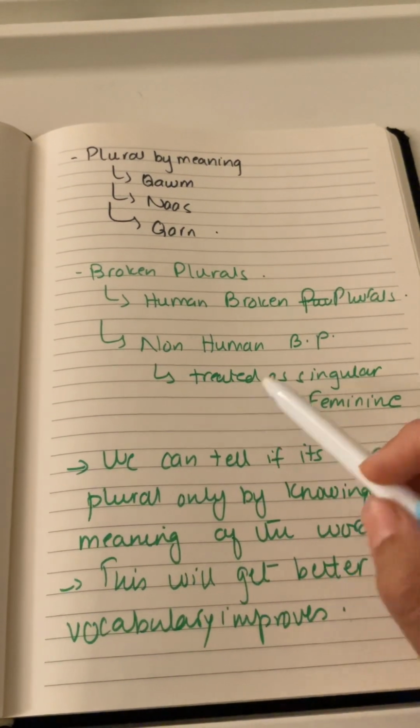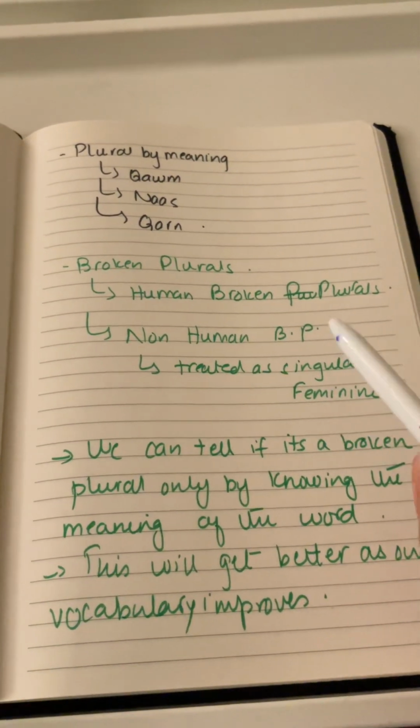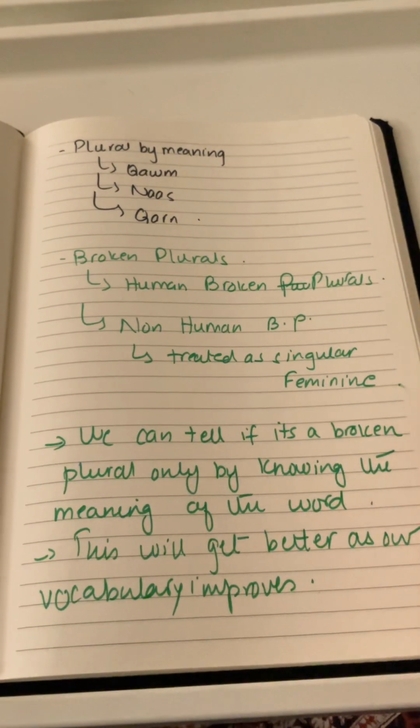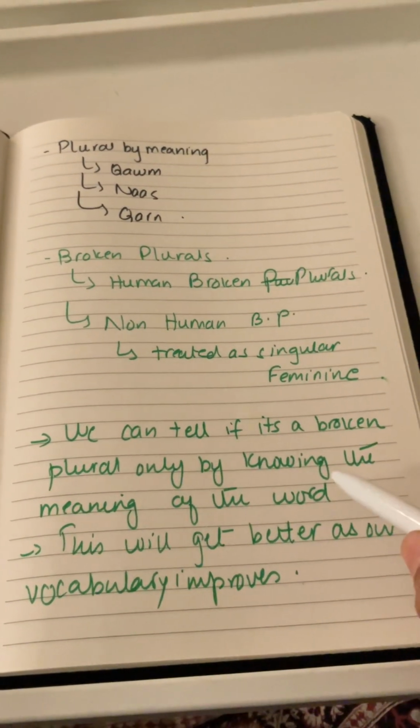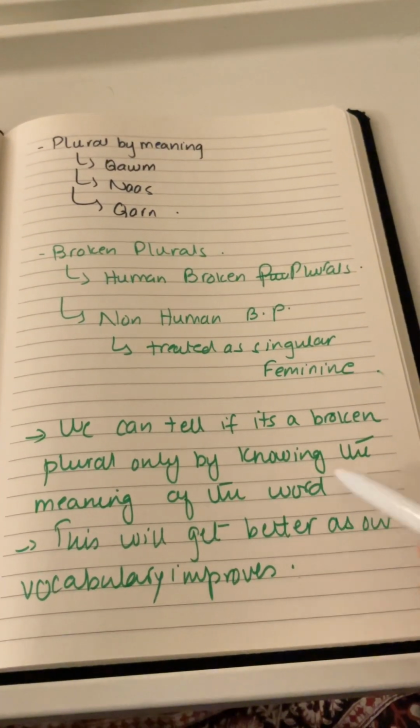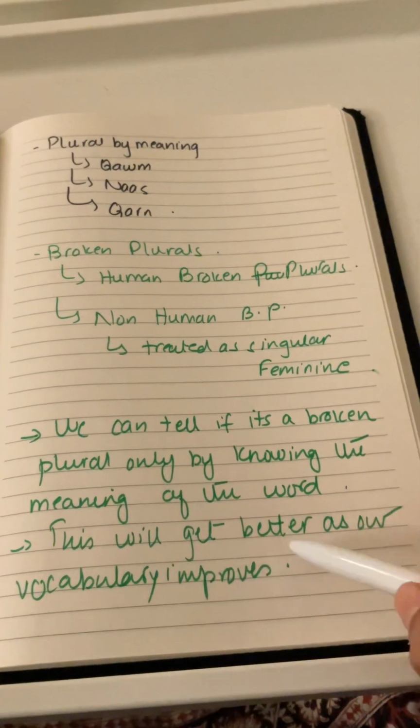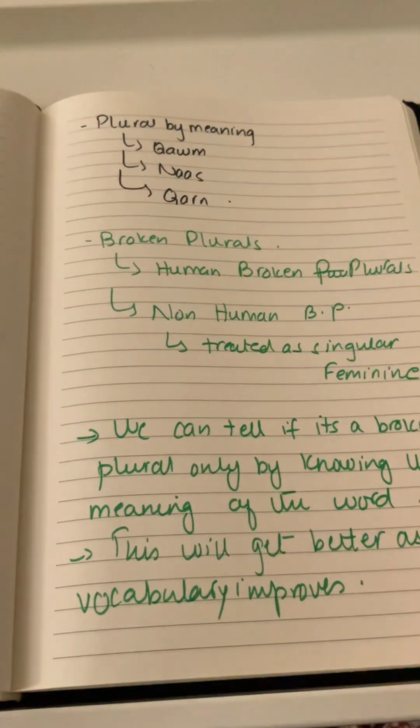Non-human broken plurals are treated as singular and feminine. This is basically a rule of Arabic grammar which we just need to memorize. We can tell if it is a broken plural only by knowing the meaning of the word. This will get better as our vocabulary of Arabic improves.